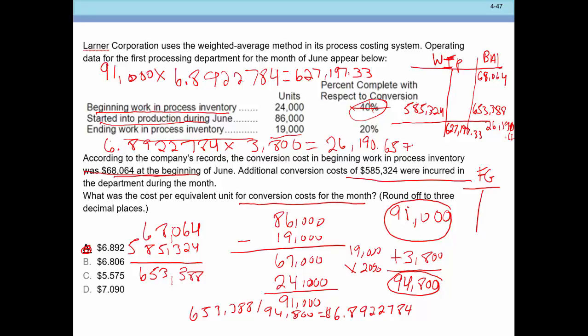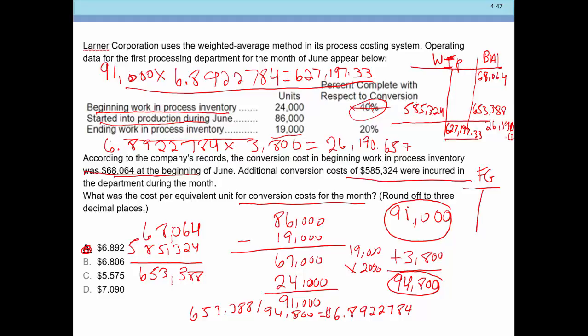Okay, so again, this one we got the answer 6.892, but I kept going with this because I wanted to have you see, well, we just don't end with that number. We're going to use that number to make a journal entry, right? And we take the number of units that we transferred out, that we completed and transferred out, 91,000, times that 6.89222784. We multiplied that times the 91,000 up there near the top. That gave me the cost of the units that I'm saying I've transferred out. And then I went ahead and credited that. And what did I debit? What did I debit when I credited my work in progress for that amount?